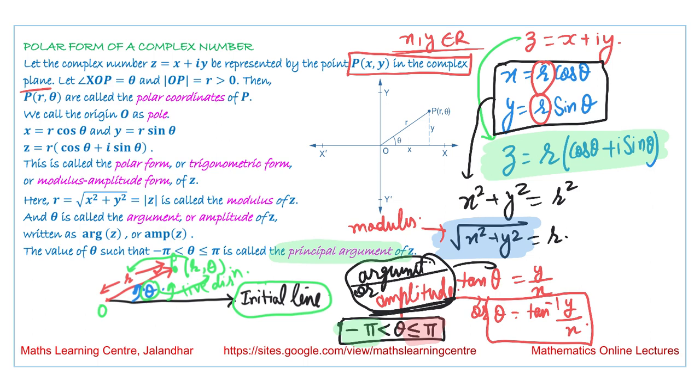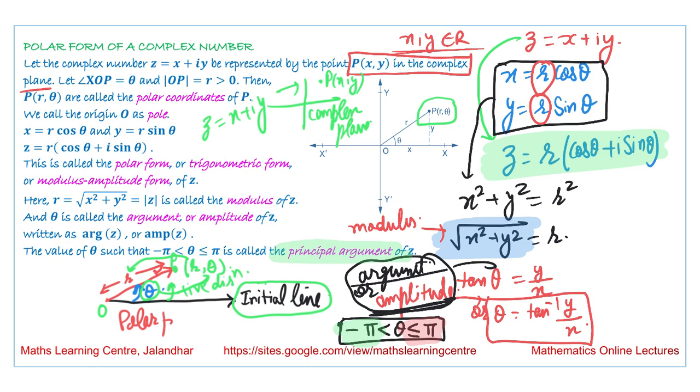Now, in the complex plane, not the xy plane, this is the point P x comma y, and it represents the complex number z is equal to x plus iota y. And in the polar plane, it is represented by r comma theta, where r represents the distance from the origin and theta represents the angle it makes in the positive direction of the initial line. So these things will become more clear to you.